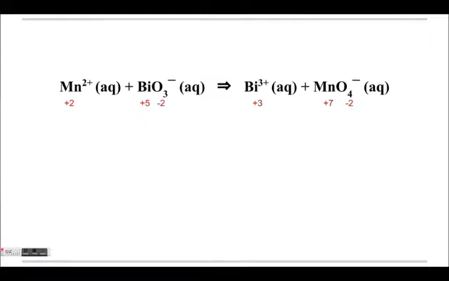Next, we have BiO3. First, we need to look at the oxygen's oxidation state to figure out Bi's. Since we have 3 O's, we need to multiply 3 by -2 to get the oxidation state of all the oxygens, which is going to be equal to -6. Now, since the charge of the ion is -1, and the sum of the oxidation states is equal to the charge of the ion, we're able to deduce that Bi's oxidation state is going to be equal to +5. You can use the same technique for finding Mn's oxidation state in MnO4 as you did with BiO3.